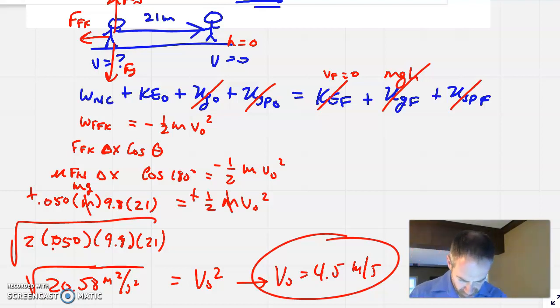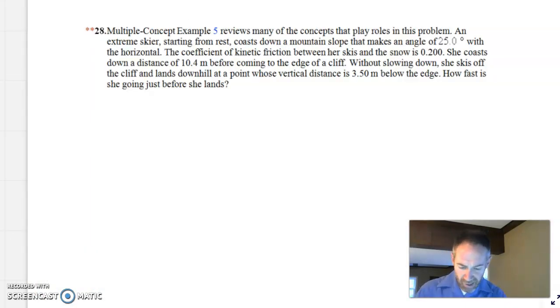Now, let's look at an example that's just a little bit harder. Look at this one. Here we have an extreme skier starting from rest, coasts down a mountain slope that makes an angle of 25 degrees with the horizontal. Coefficient of kinetic friction between her skis and the snow is 0.2. She coasts down a distance of 10.4 meters before coming to the edge of a cliff. Let me sketch that before we go too much farther.